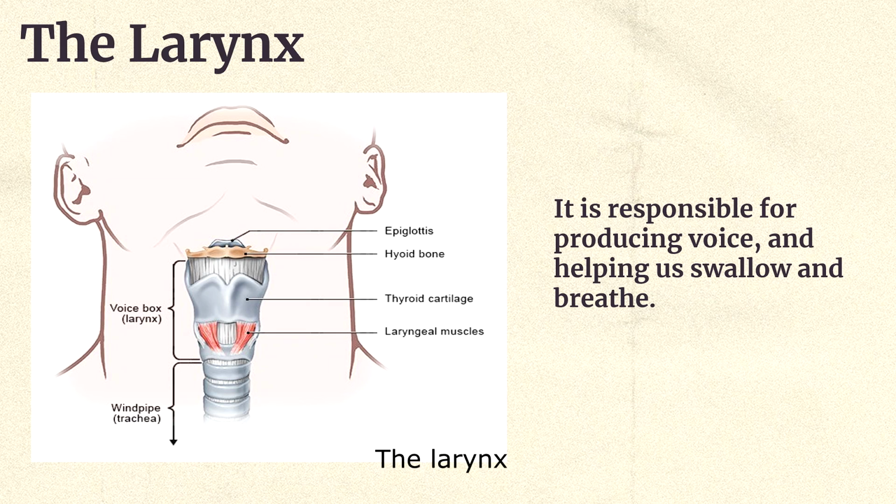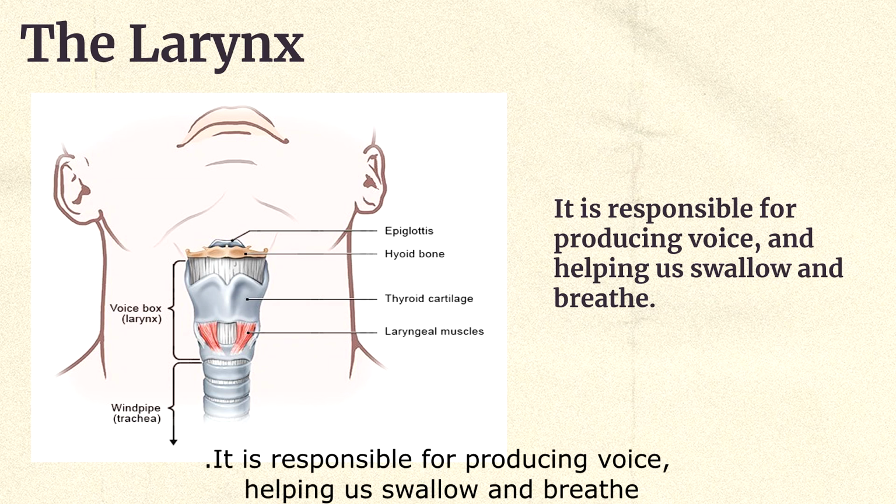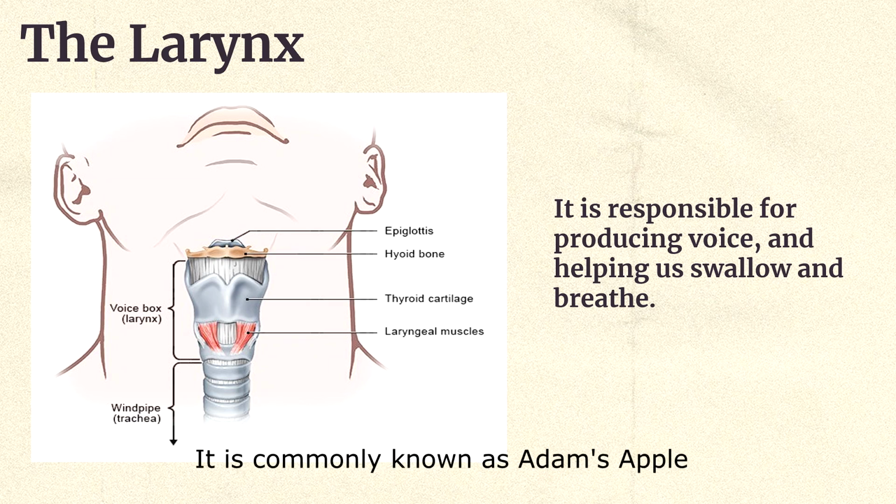The larynx, in the upper part of the trachea, is a muscular structure called the larynx. It is responsible for producing voice, helping us swallow and breathe. It is commonly known as the Adam's apple.